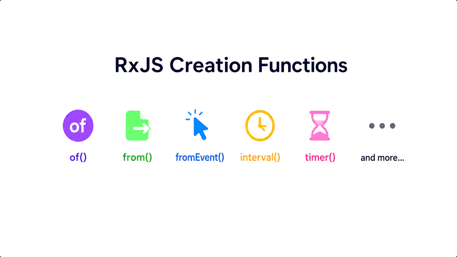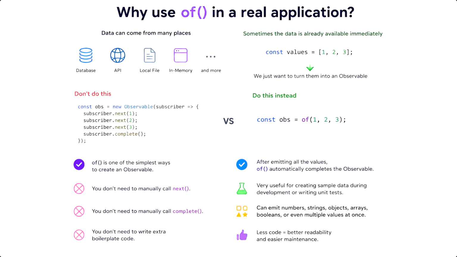At this point, you might have a question. If every observable is just a stream of data, why does RxJS provide so many different ways to create them? That's a great question. The answer is simple. Different types of data sources need different ways of creating observables. Let me explain. In a real application, data can come from many places. Sometimes the data is already available immediately, like the example we just saw. We already have the values, and we simply want to turn them into an observable.